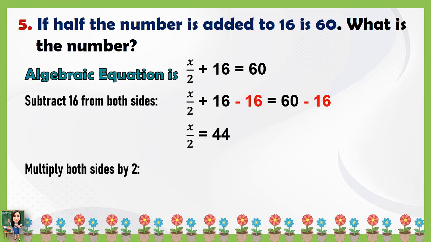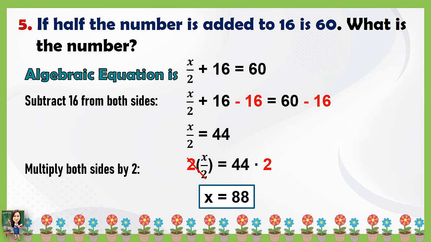Then multiply both sides by 2. So that is 2, open and close parenthesis, x over 2 equals 44 times 2. Then cancel 2 times over 2. The remaining is x. Then 44 times 2 equals 88. The answer is x equals 88. Therefore, the number is 88.